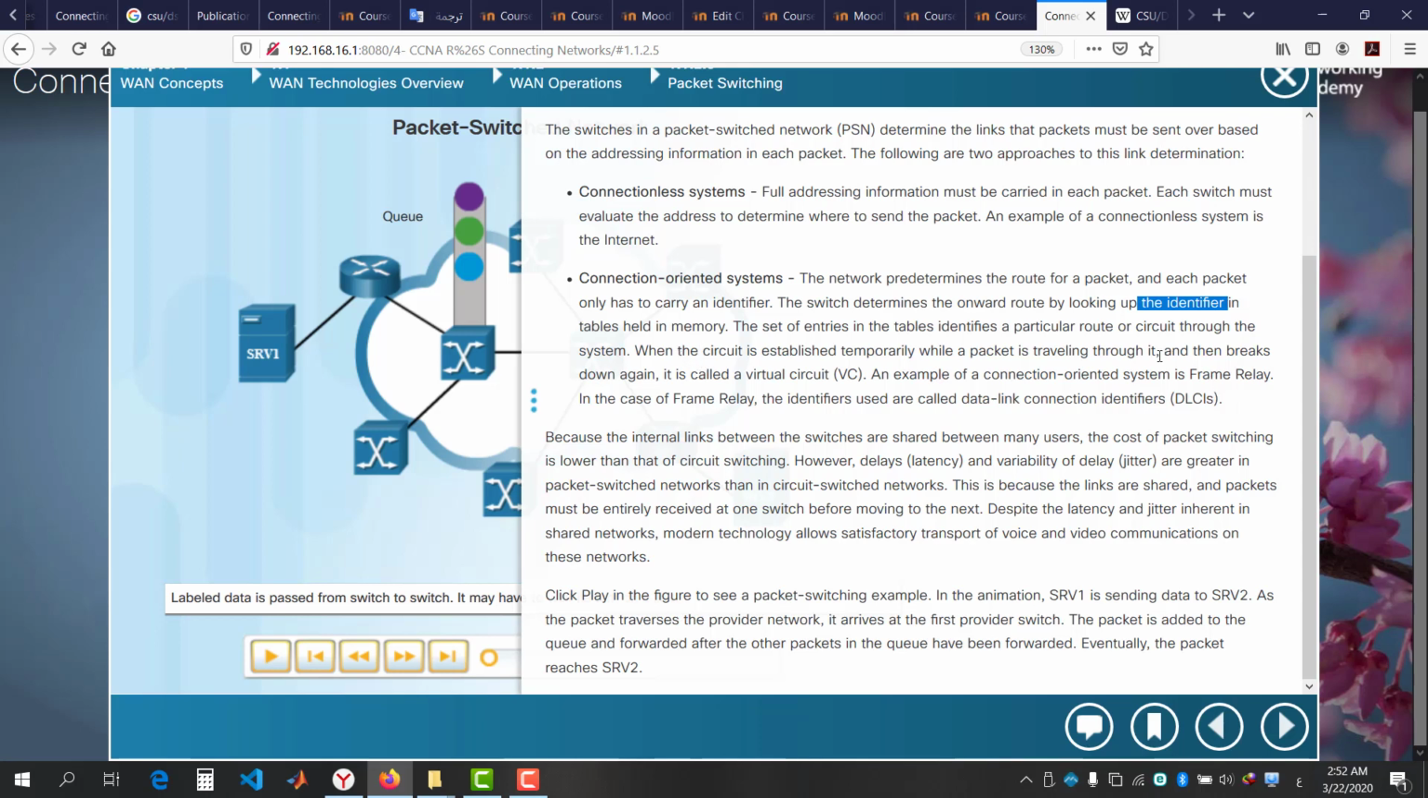All of this happens through what is known as a virtual circuit. The set of entries in the table identifies the particular route or circuit through the system. The circuit is established temporarily, because it is not a physical connection, while the packet is traveling through it, and then breaks down again.